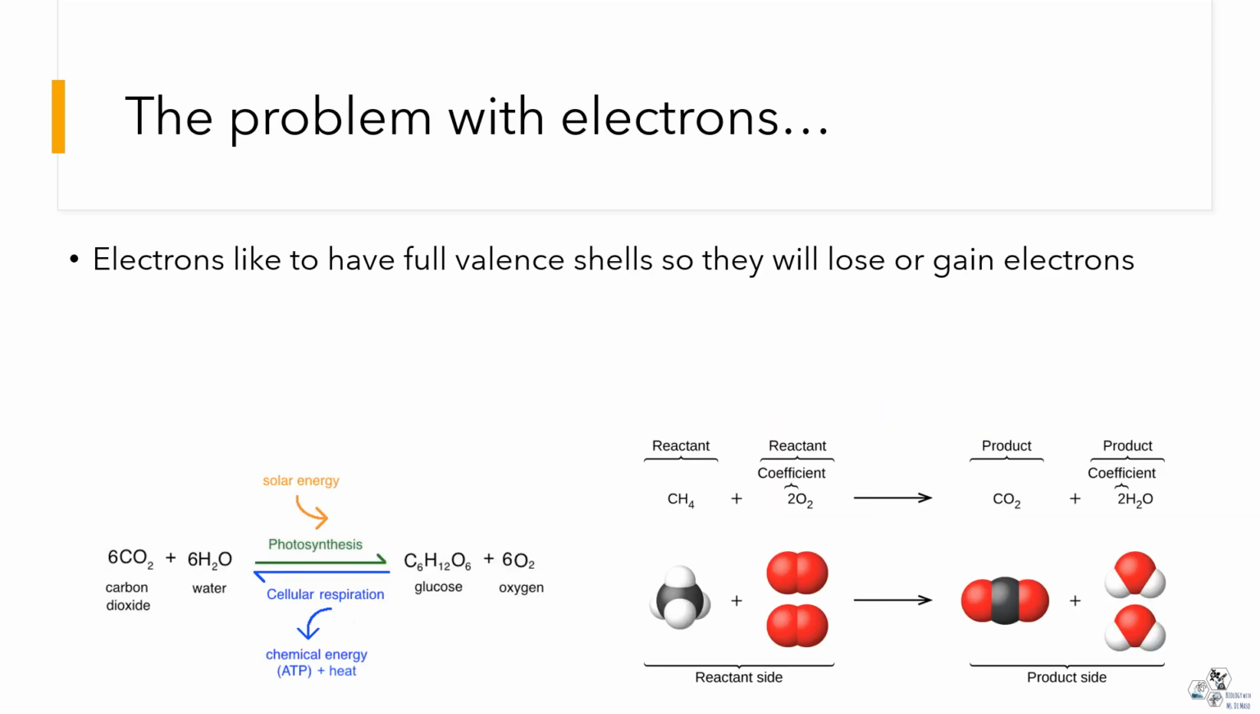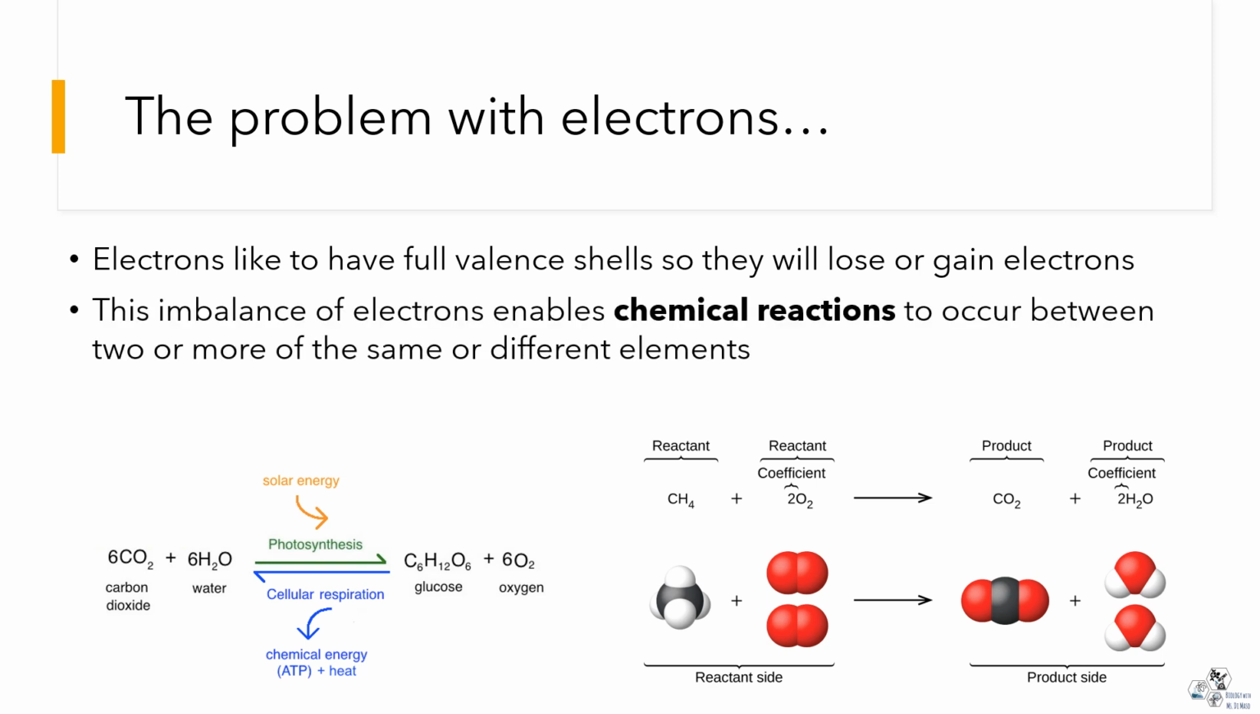So the problem with the electrons, as I said, is they like to have full valence shells. So atoms will either gain or lose electrons in an attempt to get that full number of either 2 or 8. As a result, we go through chemical reactions, or the atoms go through chemical reactions. So 2 or more of the same element or 2 or more of different kinds of elements will interact with each other and recombine in new configurations.